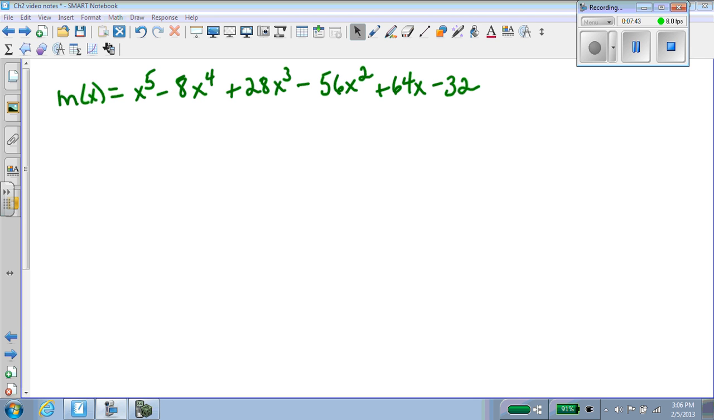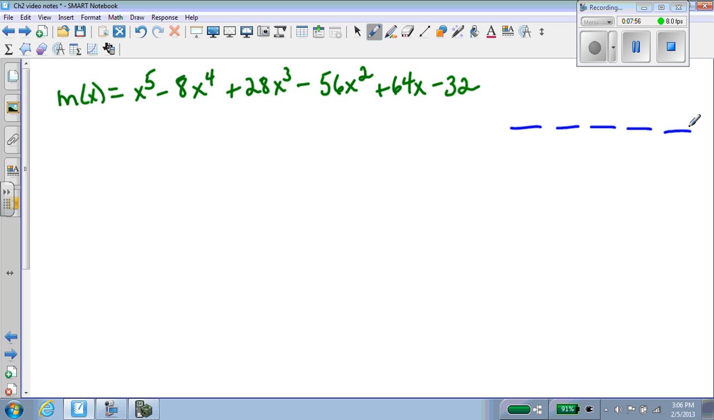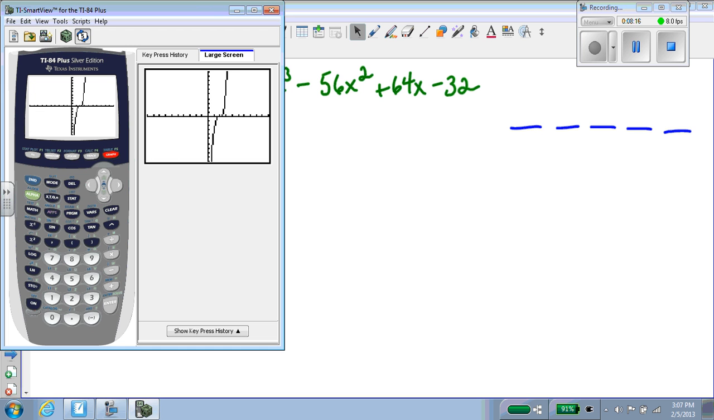Okay, so now we have a 5th degree polynomial. So we're looking for 5 zeros, 5 linear factors. No hints. Now, these numbers look like I could somehow do some grouping with them, and maybe I could, but I'm going to bring up my graph. I've already typed this in, and when I hit graph, it draws the graph, and I see this.